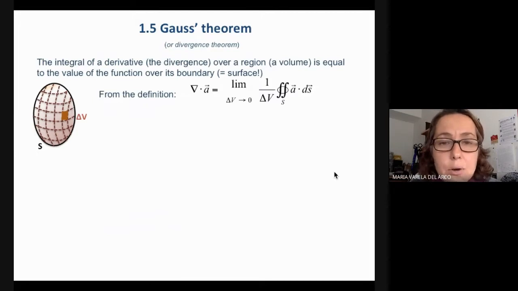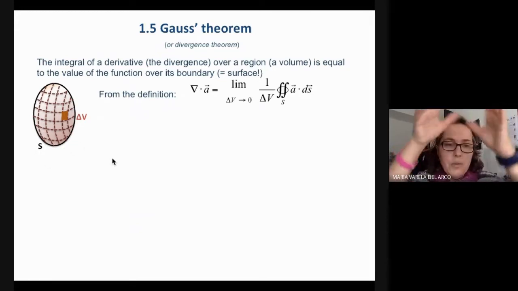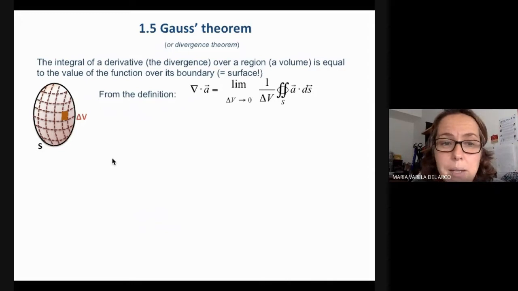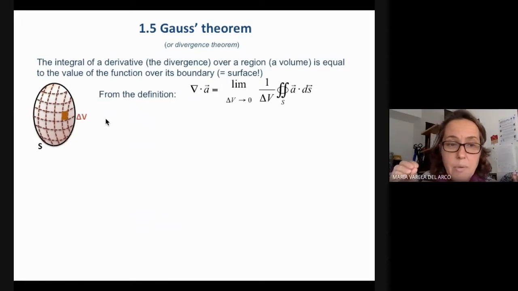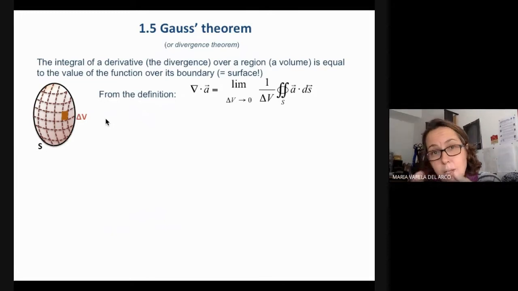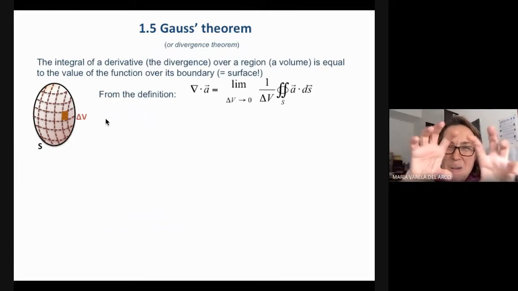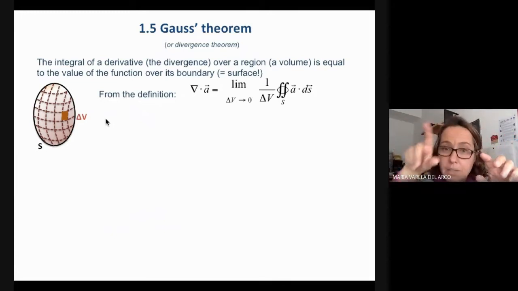Okay, so what the Gauss theorem says is that the integral of a derivative, and in our case the derivative is going to be the divergence of a vector field, over any given region, a volume like this one that I plotted here, this V, which is defined by the surface S, is equal to the value of the function over its boundary. This is just the fundamental theorem of calculus, if you think about it. The integral of a derivative is equal to the primitive, what's inside the integral, evaluated on the boundary, okay?